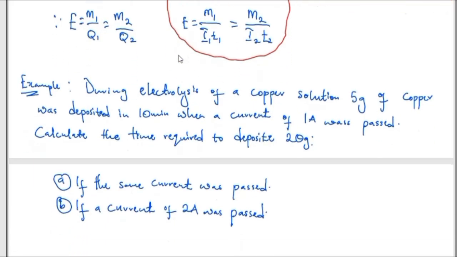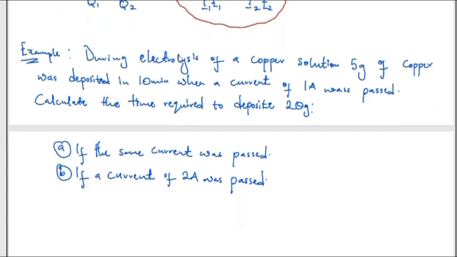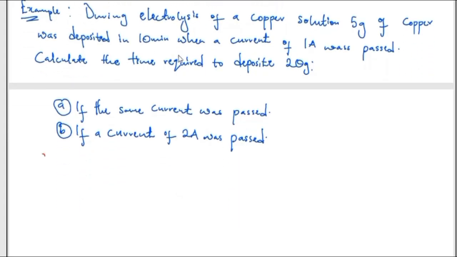So let's look at an example. During electrolysis of a copper solution, 5 grams of copper was deposited in 10 minutes when a current of 1 amp was passed. Calculate the time required to deposit 20 grams. A, if the same current was passed. So now they are telling us that the current was still the same, but they changed the time. Then B, if a current of 2 amps was passed. So we have 2 questions. Let's dive right in. So, solution.